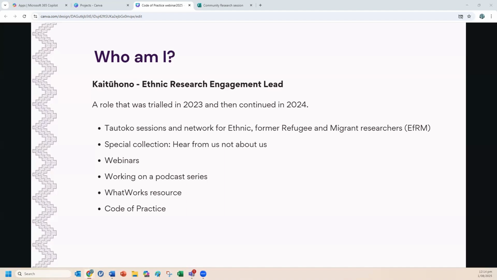I mentioned the special collections, I mentioned the webinars. We're currently working on a podcast series, which we hope to release, I think we decided May, June next year, and that's around the connection of Te Tiriti and ethnic communities, across ethnic communities. There's What Works resource mahi and a separate website which Community Research hosts, and the code of practice work, which is what I'm going to talk about today.